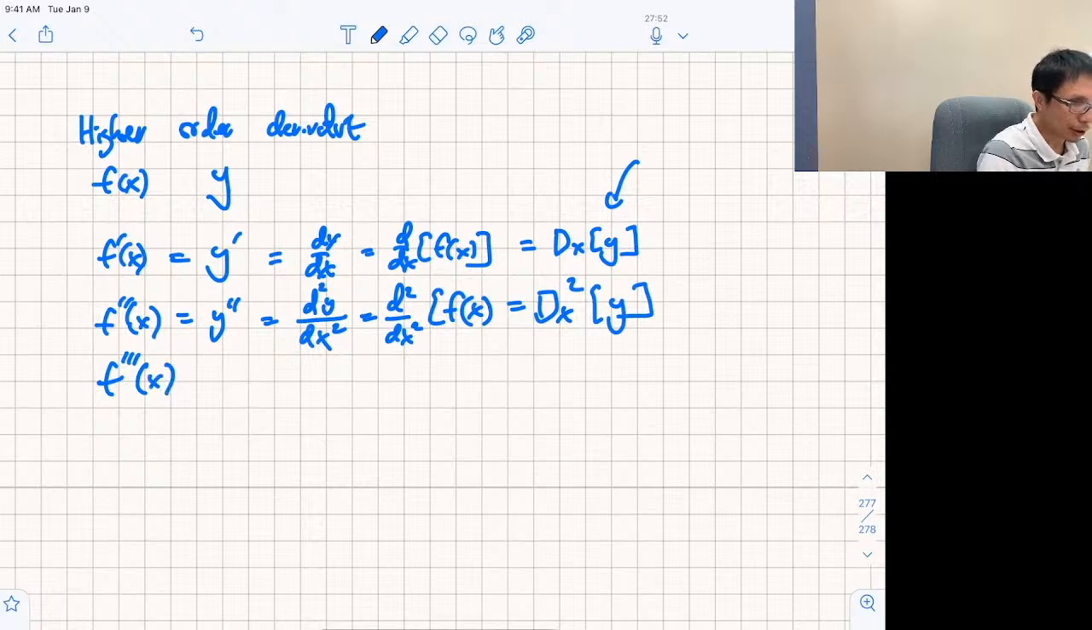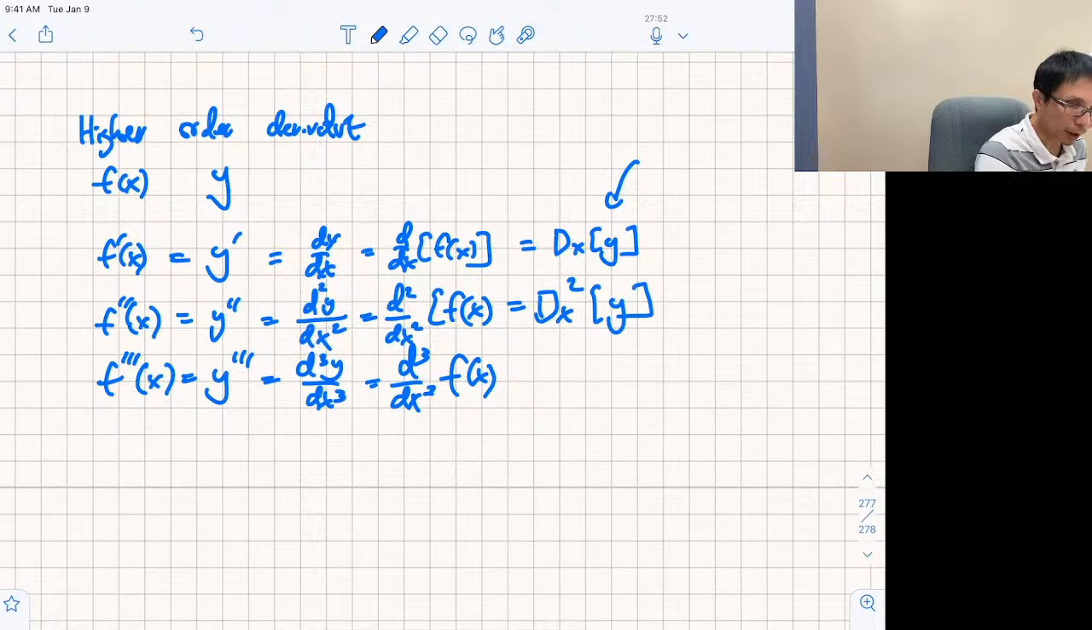So it's going to be the third derivative. So it'd be y triple prime, or d3y/dx3. That's just notation that people are going to have to see.